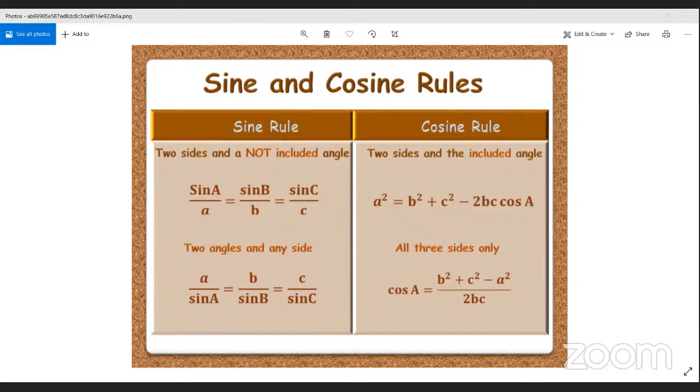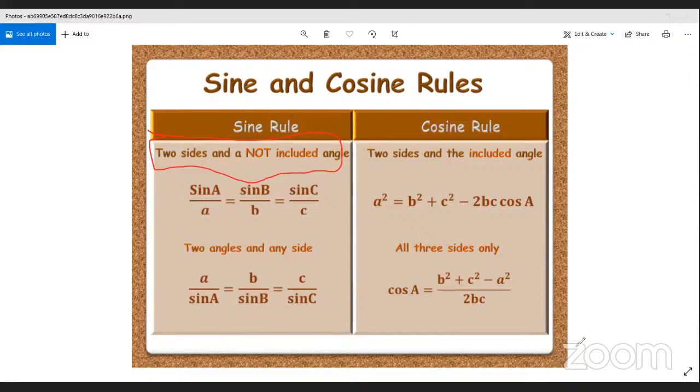So look at the two rules. You have two sides, and is the angle in between the two sides or not between the two sides? That's just the part you need to answer. Not between. So which rule do you use? Sine rule. See right here, two sides and not the included angle. See it? All right, good.